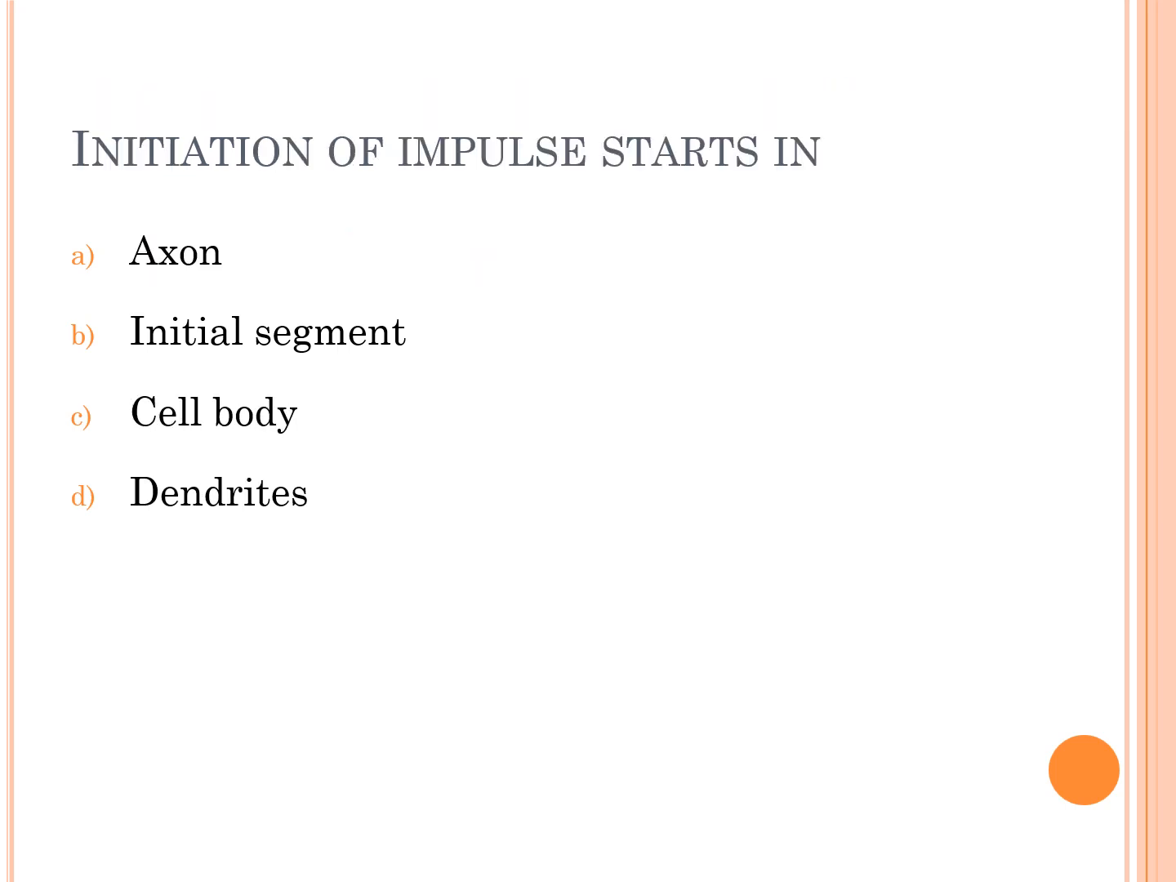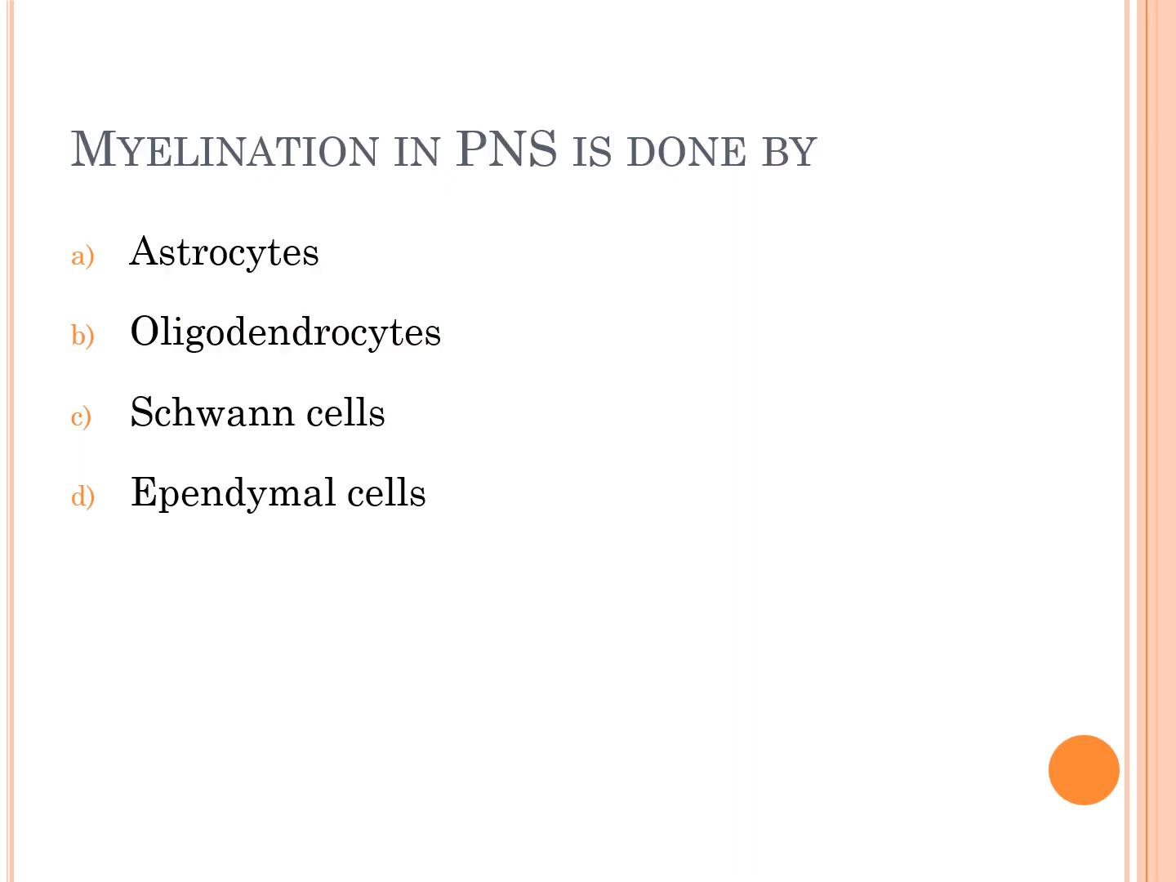From where does the initiation of impulse start? It is in the initial segment. The initial segment is the site of impulse generation, that is, the action potential. Myelination in the PNS is done by: astrocytes, oligodendrocytes, Schwann cells, or ependymal cells? In the peripheral nervous system, the myelin sheath is formed by Schwann cells. Oligodendrocytes form the myelin sheath in the central nervous system. Astrocytes are macroglial cells which mainly form the blood-brain barrier.